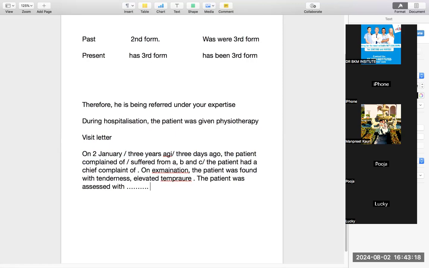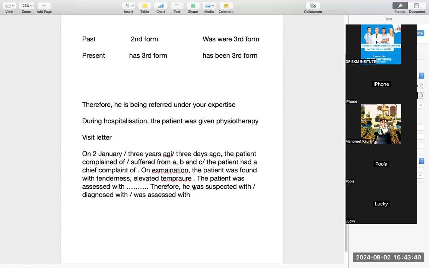Now you will say diagnosis. Therefore is the best word. Therefore, because of symptoms and signs, he was suspected with. If it is given diagnosis, then you will say diagnosed with. If the assessment word is given, then you will say the patient was assessed with.